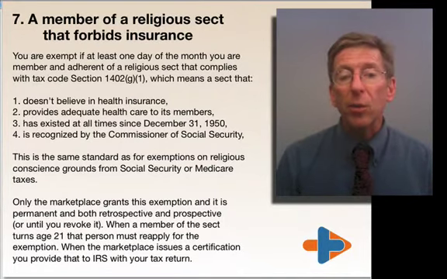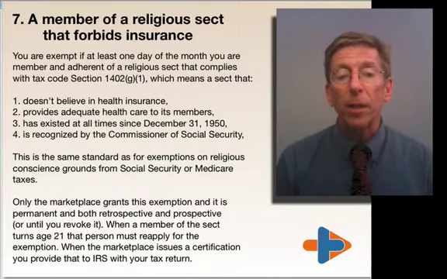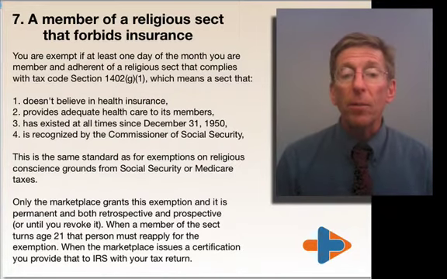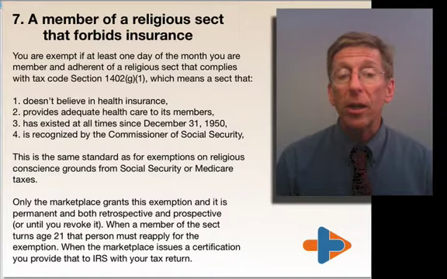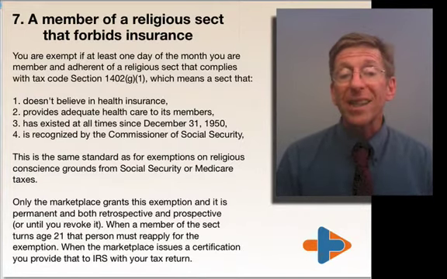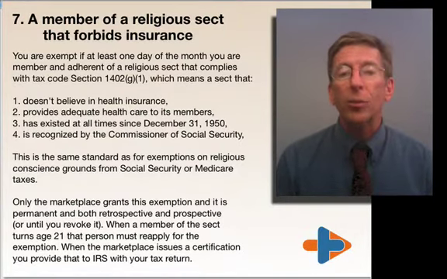Only the marketplace grants this exemption, and it is permanent and both retrospective and prospective, or until you revoke it. When a member of a sect turns age 21, that person may reapply for the exemption. When the marketplace issues a certification, you provide that to the IRS with your tax return.